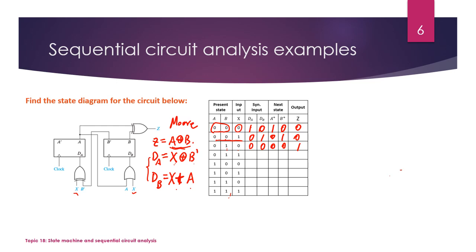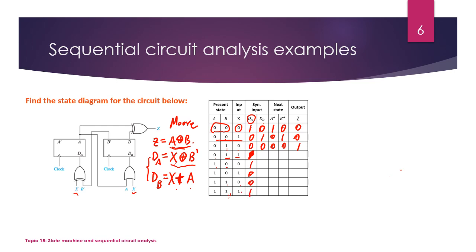Yeah, actually, it gets faster if we do it column by column. So let's figure out DA first. DA is X XOR B prime. So 0, 1, we will get 1. Oh, sorry, this is B prime. 1, 1, we will get 1 here. 0, 0, we will get 1. 0, 1, we will get 0. 1, 0, we will get 0. 1, 1, we will get 1.